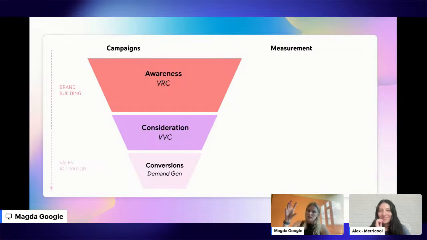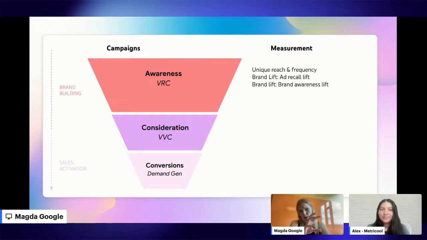Okay, so for each of the stages of the funnel, we have different measurement strategies that we're going to deep dive into. So let me just share the overview that we have. For the awareness campaigns, which would be video reach campaigns, we would obviously measure the unique reach and the frequency, that is the duplicated. And then we have two lift measurements, which would be the ad recall lift and brand lift, the so-called brand awareness lift.